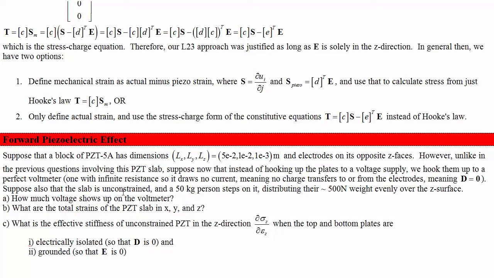Suppose also that the slab is unconstrained and a 50 kilogram person steps on it, distributing their 500 Newton weight evenly over the Z surface. How much voltage shows up on the voltmeter? Then what are the total strains of the PZT slab in X, Y, and Z? And what's the effective stiffness of unconstrained PZT in the Z direction when the top and bottom plates are first electrically isolated so that D is 0, and then grounded so that E is 0?